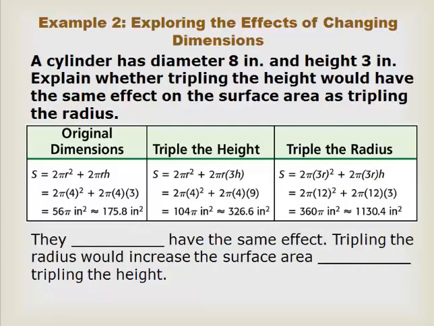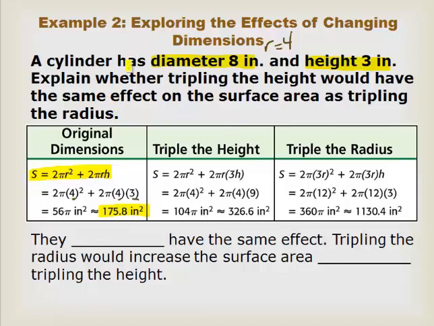Let's look at example 2. In example 2, we're looking at a cylinder that has a diameter of 8 and a height of 3. Now for our formula, we don't need diameter, we need radius. Well, we know the radius is half the diameter, so our radius is going to equal 4. So we're going to put 4 in for our radius in each spot, and our height is equal to 3. Multiply that out, we get 56 pi. 56 times 3.14 is going to equal 175.8 inches squared.